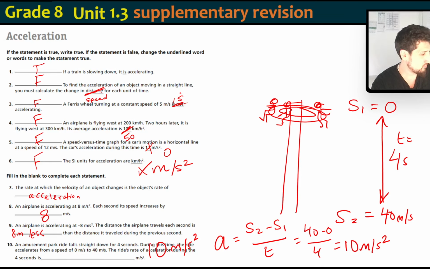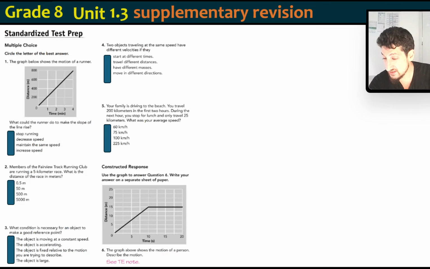Right, so the acceleration is 10 meters per second squared. Anyway, moving on. We're trying to keep this short. So this is the last thing I want to do. The graph below shows the motion of a runner. What could the runner do to make the slope of the line rise? What could they do? Stop running? No. How could you make the rise go like this, or like this? That's what it's asking for.